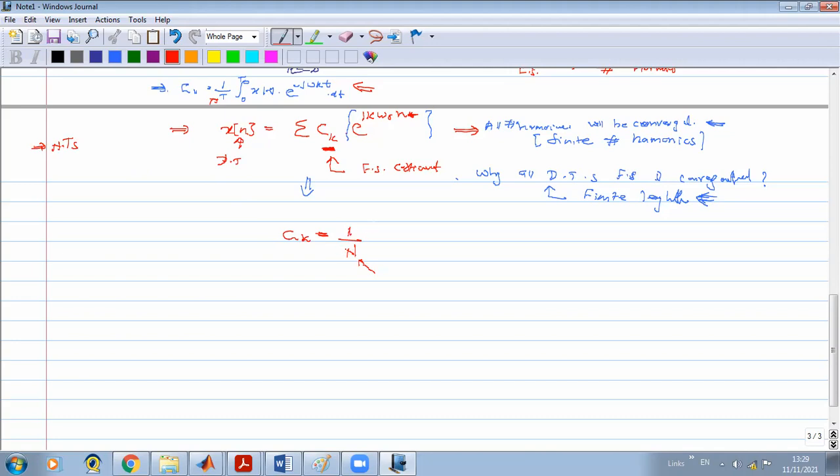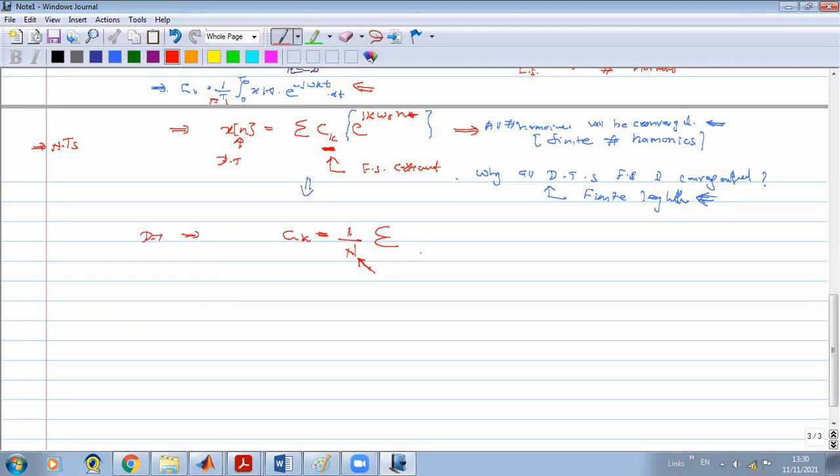Here the period is time, here the period is the number of samples, and 1 by n. Instead of integration, we can have the summation here. Instead of this integration, we can have the summation in case of discrete time. This is discrete time.